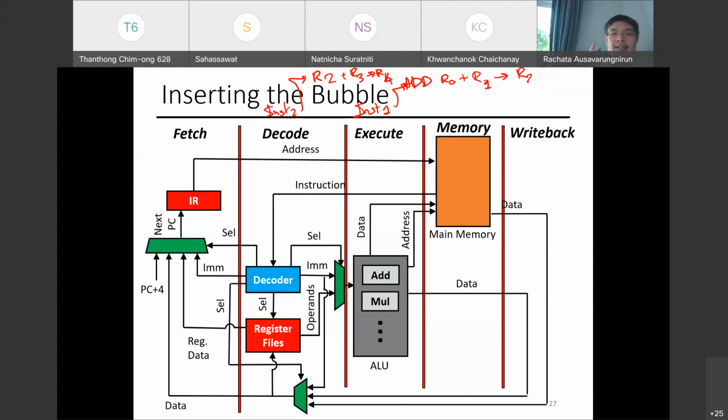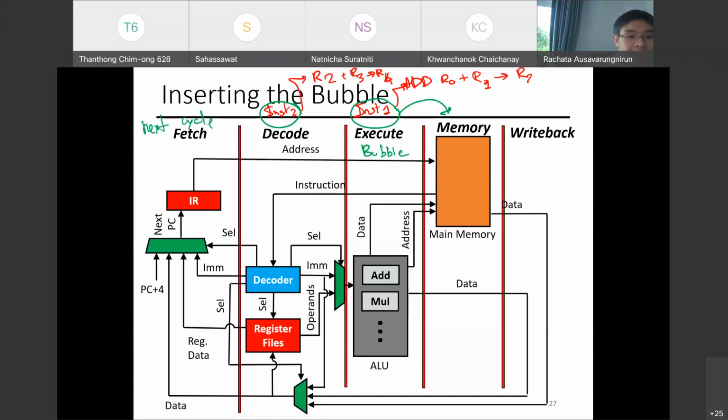Okay. If I want to insert the bubble, the next cycle, which now I'm gonna use a green color, instruction 1 moves here. Instruction 2 does nothing. It stays in decode. Insert bubble here. Bubble means I'm not doing anything. I'm waiting. I'm waiting in decode. This is the next cycle.